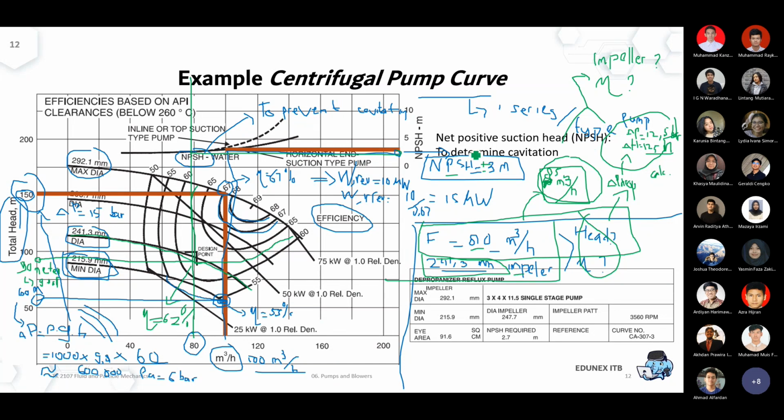So where should I put this 85 cubic meter per hour? Vertical line, horizontal line, or anywhere else? Vertical, sir. Okay, that's 80, right? So that's 100, that's 90, that's 85. So somewhere around that region. Okay, somewhere around that region.